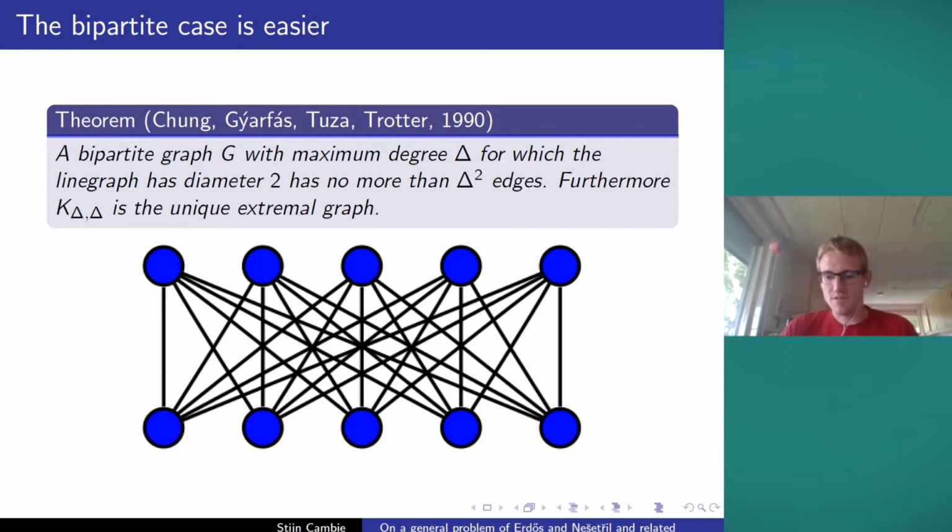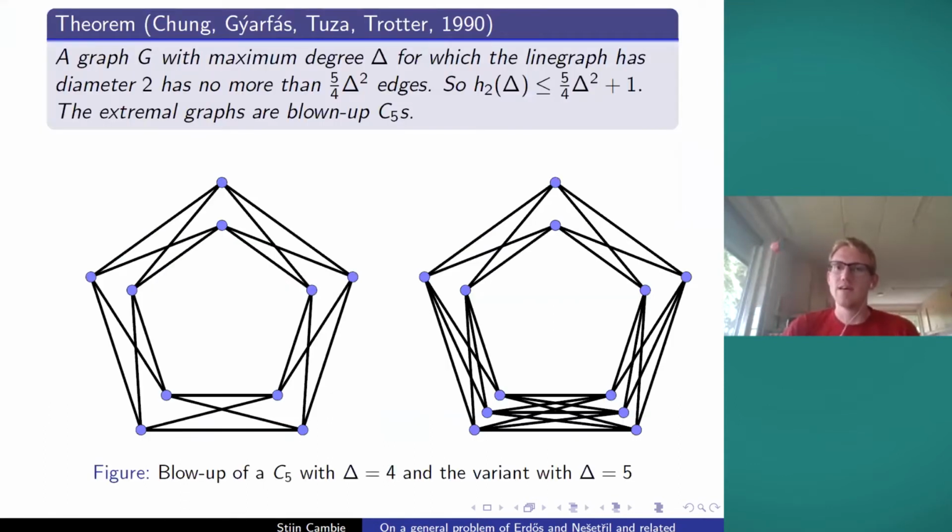And they proved this. But not only did they prove the easier case for bipartite graphs, they also solved the general case. And in this case, the maximum is 5/4 times delta squared. I won't mention anything about the proof, but the main intuition behind it is, again, there are some extremal graphs which are nice.